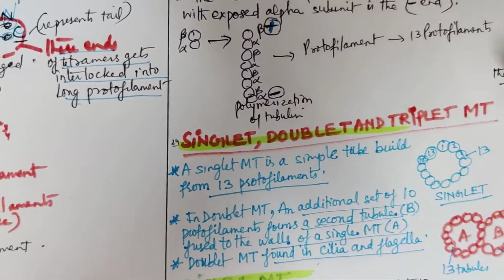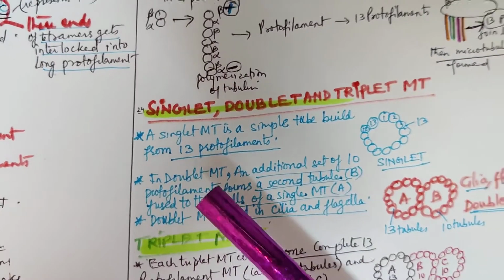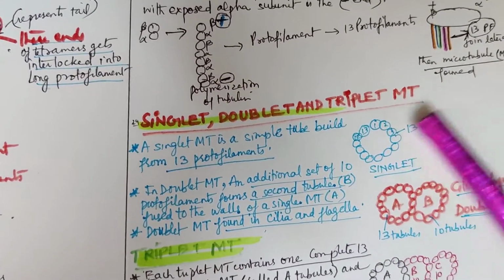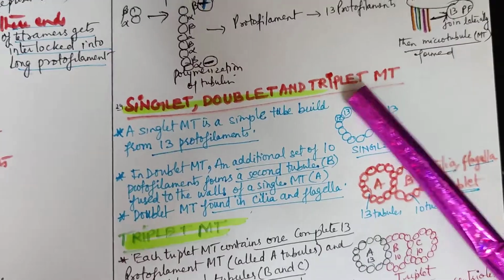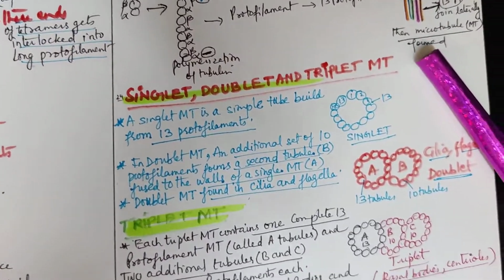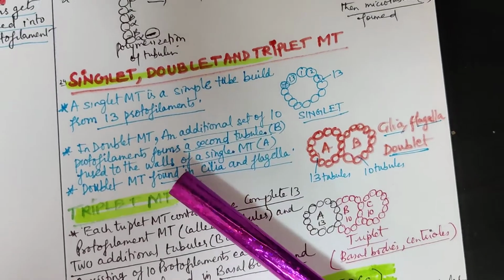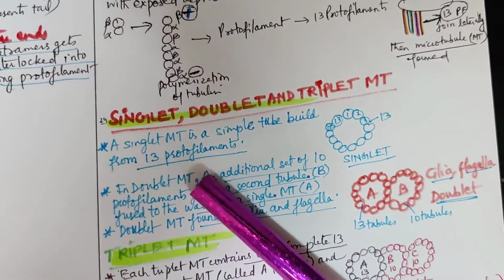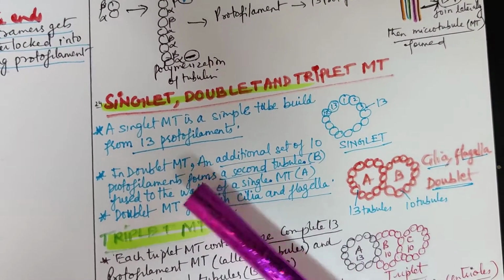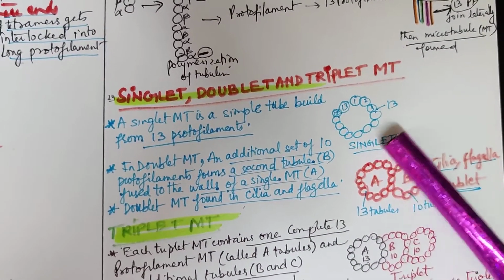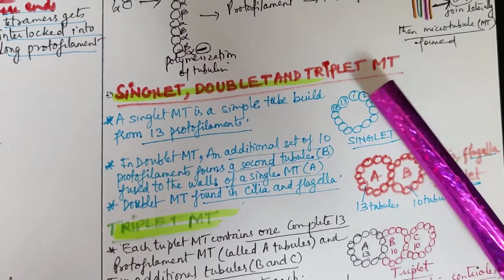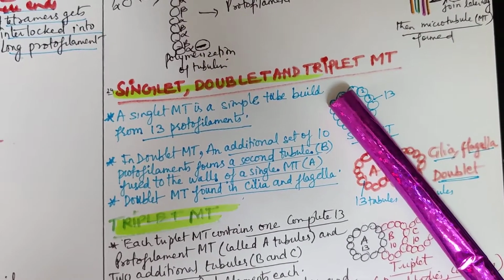Once a microtubule is formed, it occurs as singlet, doublet, and triplet. MT stands for microtubule. As you know, the microtubule is made up of the protein tubulin. A singlet MT is a simple tube built from 13 protofilaments. This is the arrangement of 13 protofilaments in a circle. 1, 2, 3 you can see, and 13 is ending here.